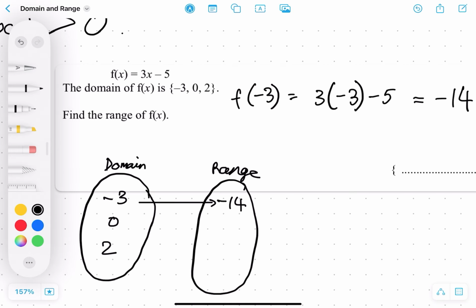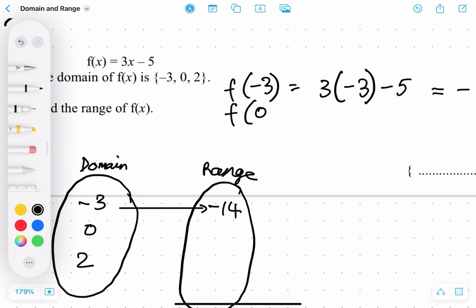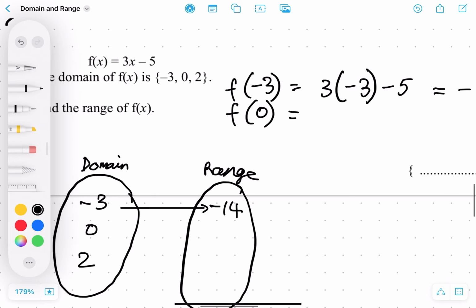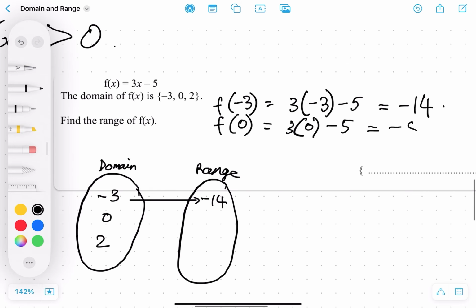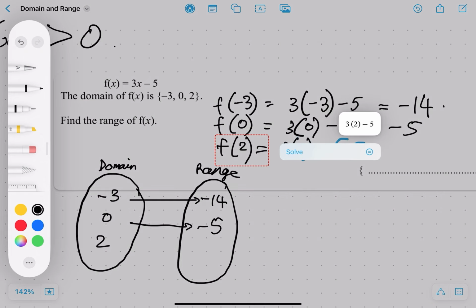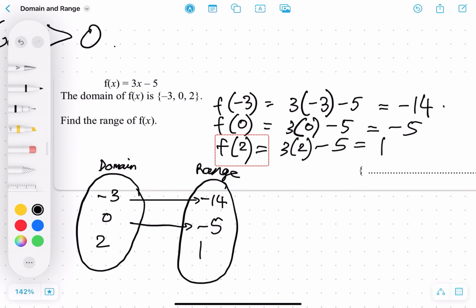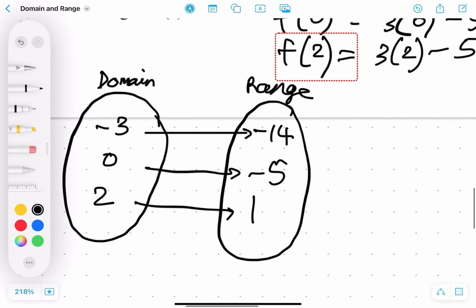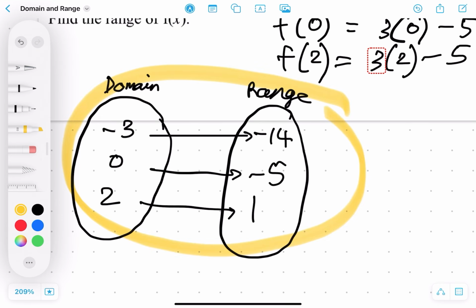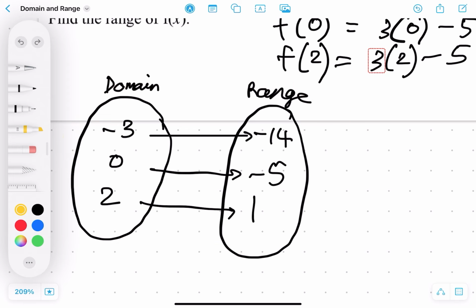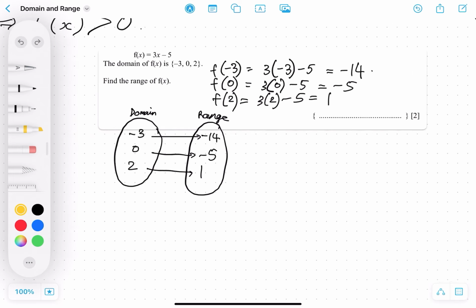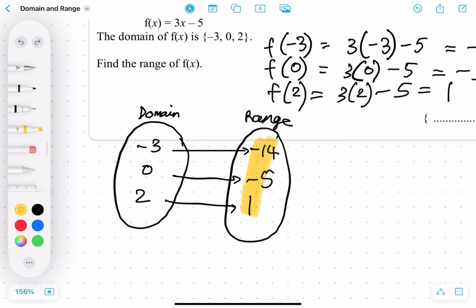So that would be the first correspondence, first link. So now if we do it for f of 0, the next value of the domain, f of 0 would be 3 times 0 minus 5, which is -5. So that would be the next one in this mapping diagram. The final one, f of 2, would be 3 multiplied by 2 minus 5, which is 6 minus 5, which is 1. And so that's how the mapping diagram would look for this function. We connect each domain value to the range. So therefore you can see that the range is these 3 values.